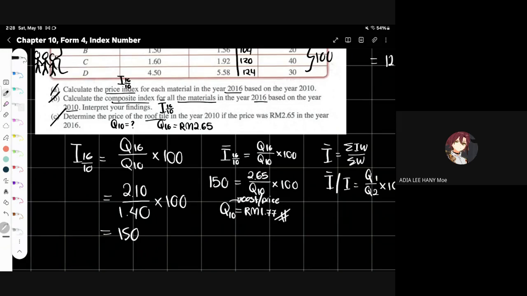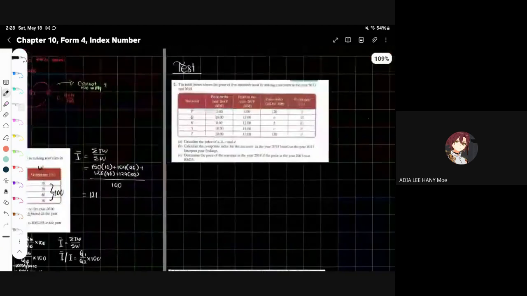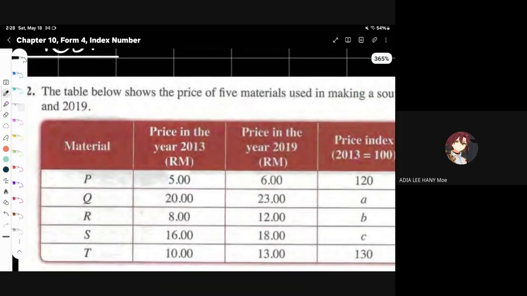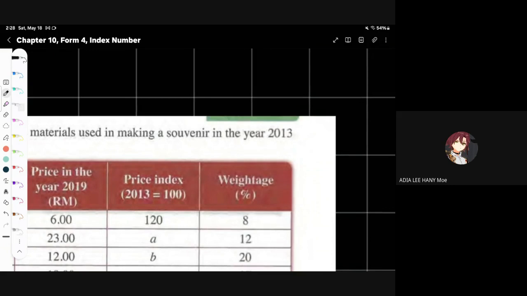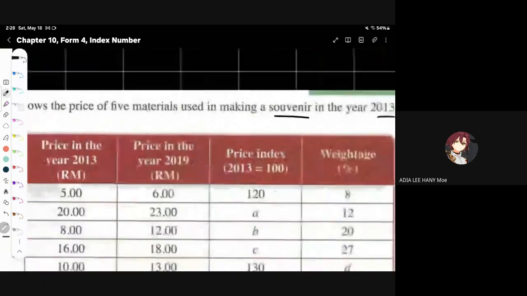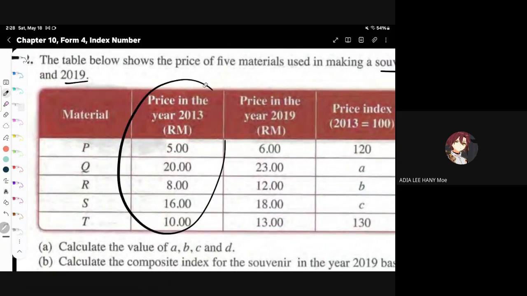Yes. Okay, good. Very simple, right? Now let's go to the next one, which is almost the same, it just has a bit of a twist. The question is a bit different. They say the table shows 5 materials in making souvenirs, in the year 2013 and 2019. So there are 2 years already. They say material, they say price.